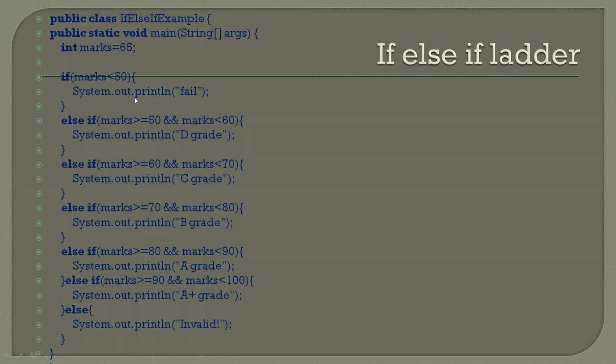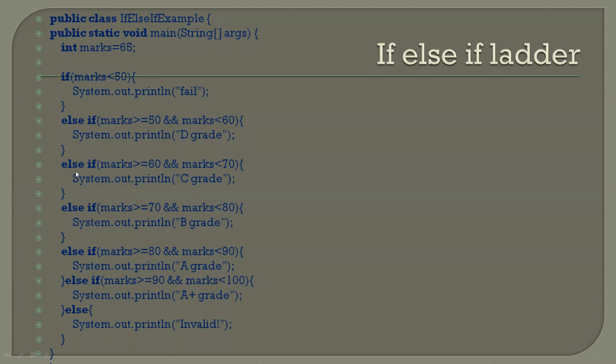If marks are less than 50, then we have to mention him as failed. So this condition is false. 65 is less than 50, the condition is false. That's why we are going to check the else block. Inside the else block, we have one more if condition. So here we are going to check whether the marks are greater than or equal to 50 and less than 60. But here we have 65. Again, the if condition is false. That's why we are going to enter the next else block.